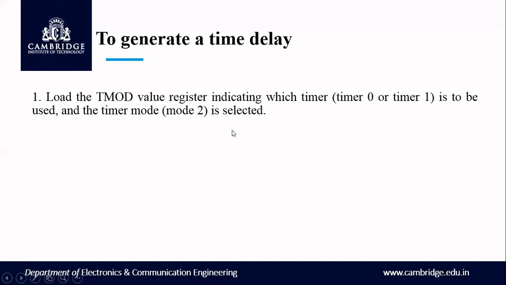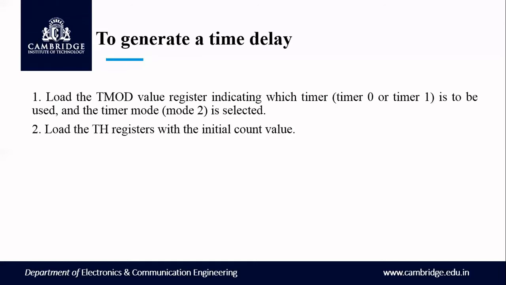For that you will have either a 02 or 20 value. If it is 02, it is timer 0 mode 2. If it is 20, then it is timer 1 mode 2. So we need to understand the TMOD register configuration. Once TMOD is configured, the second step is to load the TH register value. That is the initial count value we need to load, so we need to calculate what initial value to load to get the desired delay. That is important. Once TH is loaded, start the timer.